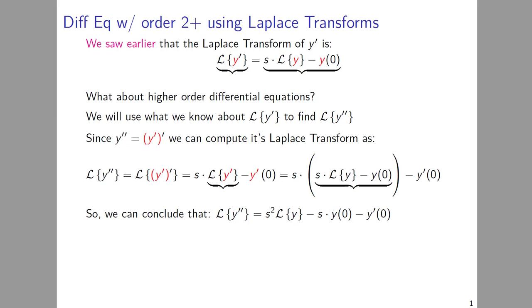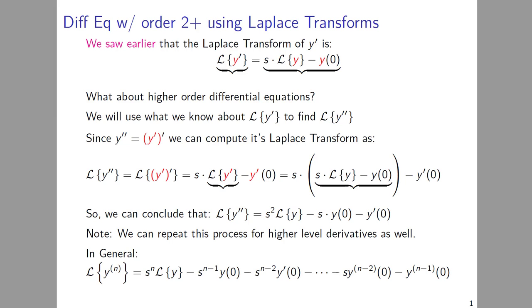And I want to note that we can repeat this process for higher level derivatives as well. In general, the Laplace transform of the nth derivative of y will be s to the n times the Laplace transform of y minus s to the n minus 1 times y of 0, minus s to the n minus 2 times the first derivative of y at 0, all the way down the line until we get to the n minus first derivative of y evaluated at 0.